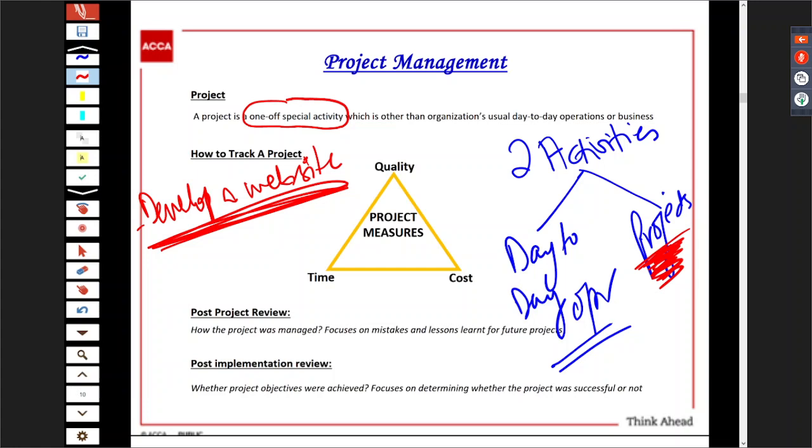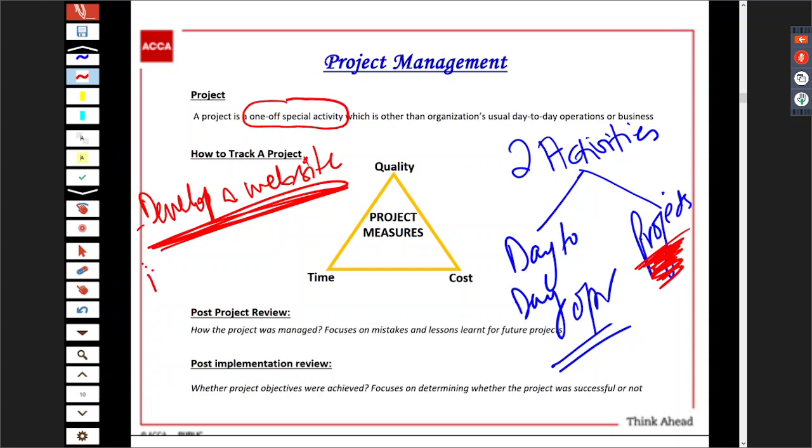Developing a website and using a website after it's developed, these are two separate things. It will be used for the next 20 years. That's operations. But first of all, you need to develop it, right? That's a project. Amending a website, maybe it can be an operational thing.